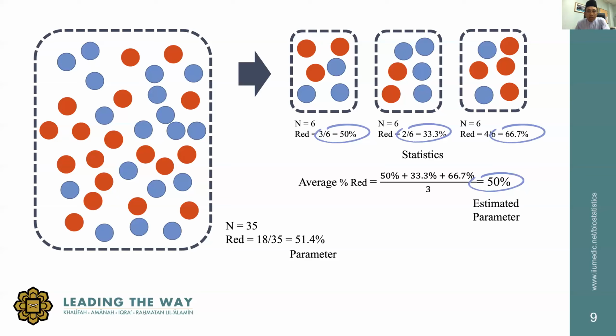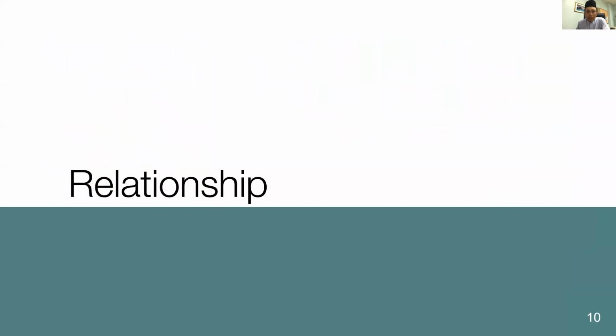Now we go to the second part, the big part. Statistics, most of the time, is about relationship. You want to study whether A causes B or not. Smoking causing lung cancer or not. Poor diet causing hypertension or not. So statistics is a lot about relationship. When I talk about relationship, I'm talking about the second level of statistics, analytical statistics.